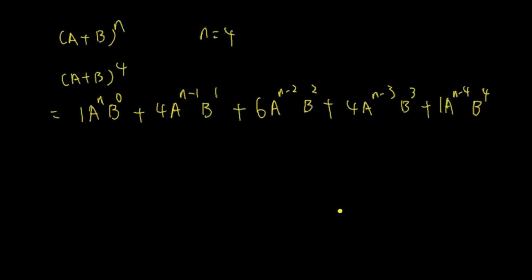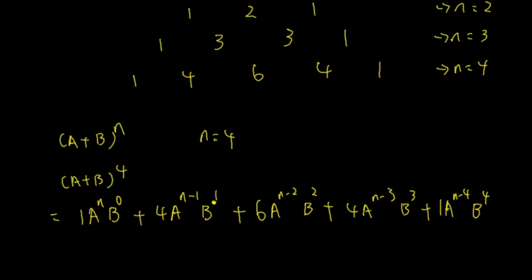Okay, so look at this. There's also a pattern for the exponent. We see n minus 0, 0, n minus 1, 1, n minus 2, 2, n minus 3, 3, n minus 4, 4. So whatever number n subtracts in the exponent of a is the exponent of b. And the coefficient in front of each term is just the number here in Pascal's triangle.